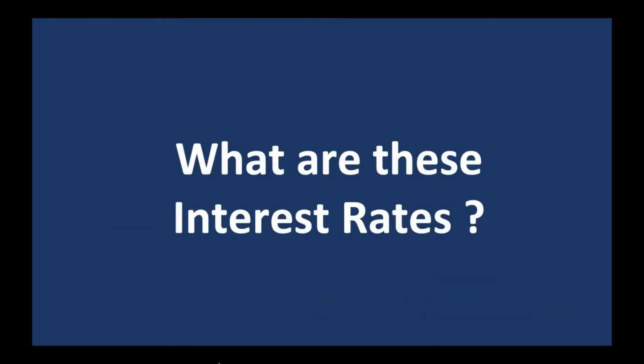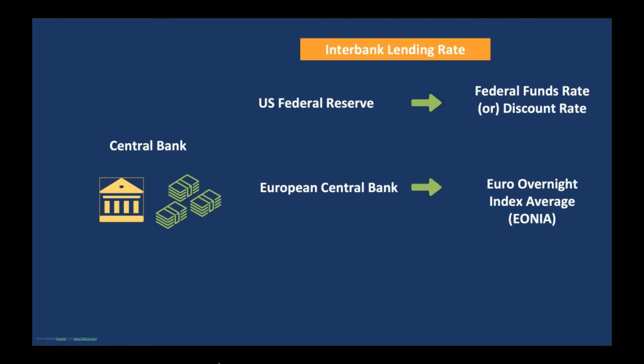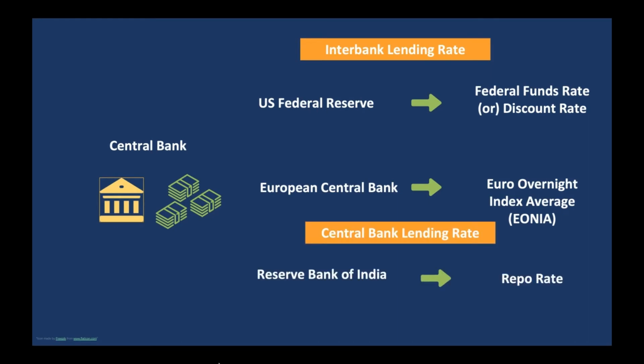What are these interest rates? Each central bank uses its own benchmark rate. For the United States Federal Reserve and the European Central Bank, the benchmark rate is the rate at which banks in their respective regions lend to each other. In the United States, it is called the federal funds rate or the discount rate, whereas in Europe it is called the Euro Overnight Index Average. For some central banks like the Reserve Bank of India, the benchmark interest rate is the rate at which the Reserve Bank lends to the banks. In India, it is called the repo rate.